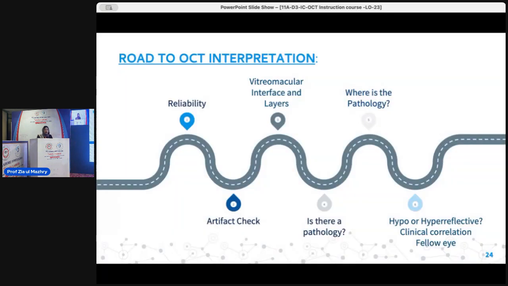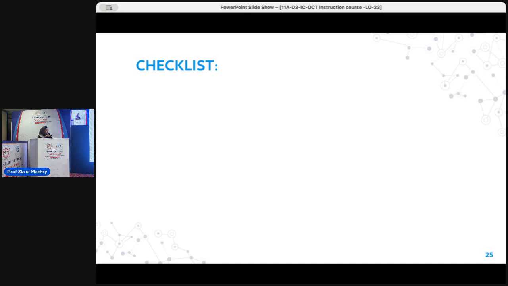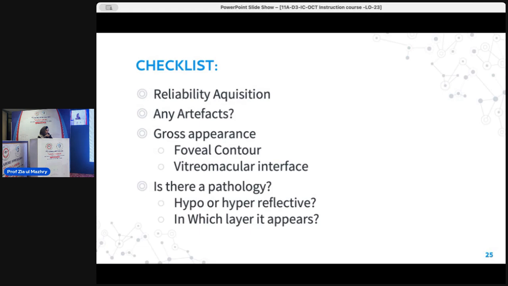This is a roadmap that I designed in order to interpret the OCT. First of all, you're going to have to look at the reliability. Is the signal strength good or not? Next, we are going to have an artifact check, followed by the different normal and abnormal structures, vitreomacular interface and all the layers. Is there a pathology? Where is the pathology? Is the pathology hyporeflective or hyperreflective? So memorize this map, and we are going to use this map in the different cases. So the checklist is reliability, acquisition, any artifacts, gross appearance, and presence or absence of a pathology, and what is the pathology and where is the pathology.